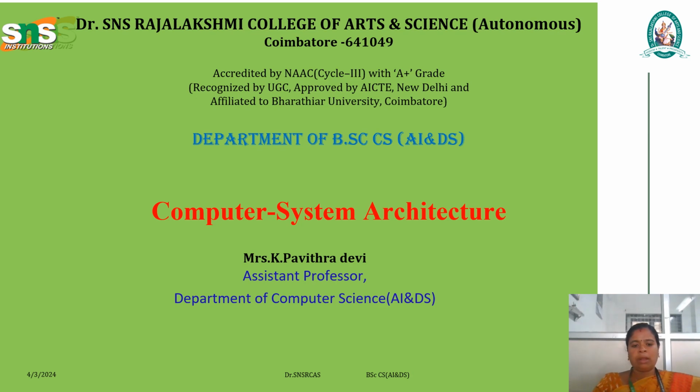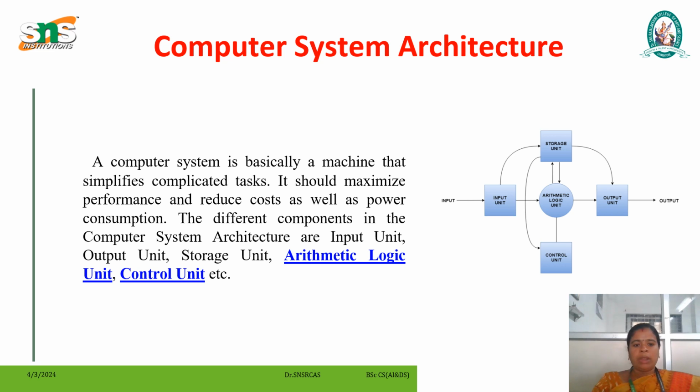Now I am going to take the class about Computer System Architecture. Computer System Architecture is basically a machine that simplifies complicated tasks. It should deliver maximum performance and reduce the cost as well as power consumption. The different components in the computer architecture are input unit, output unit, storage unit, arithmetic and logical unit, control unit, etc. The diagram shows the flow of data between these units as follows.